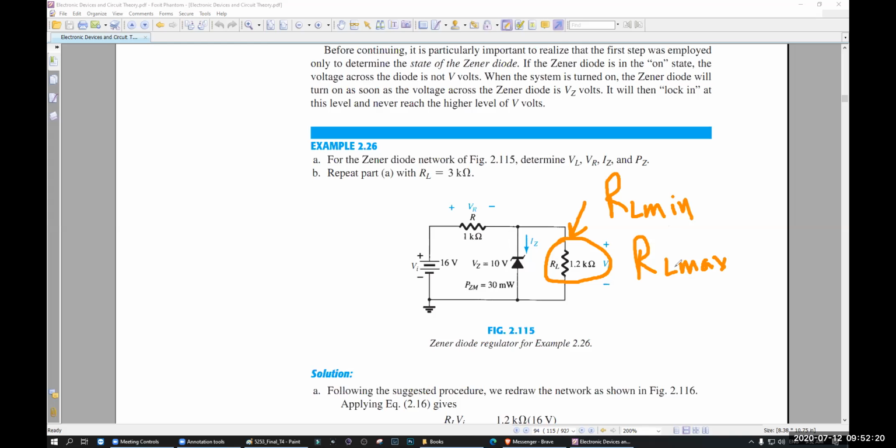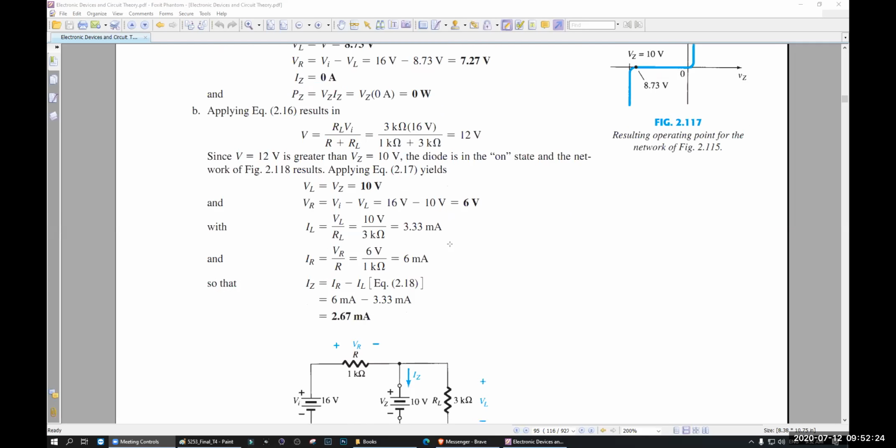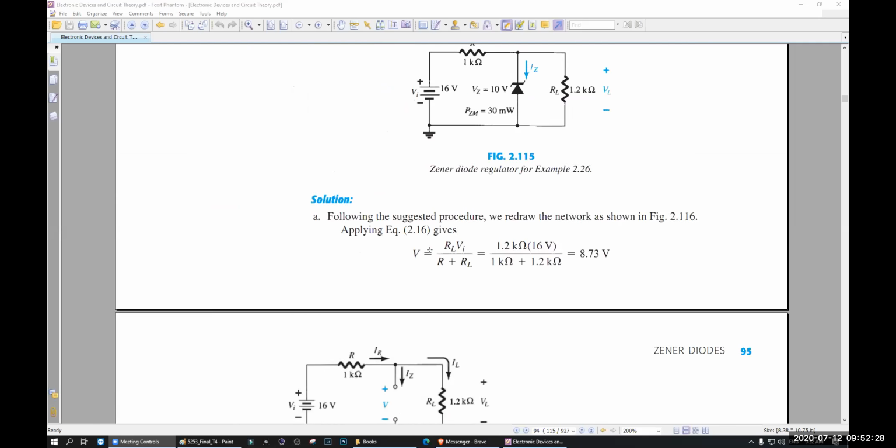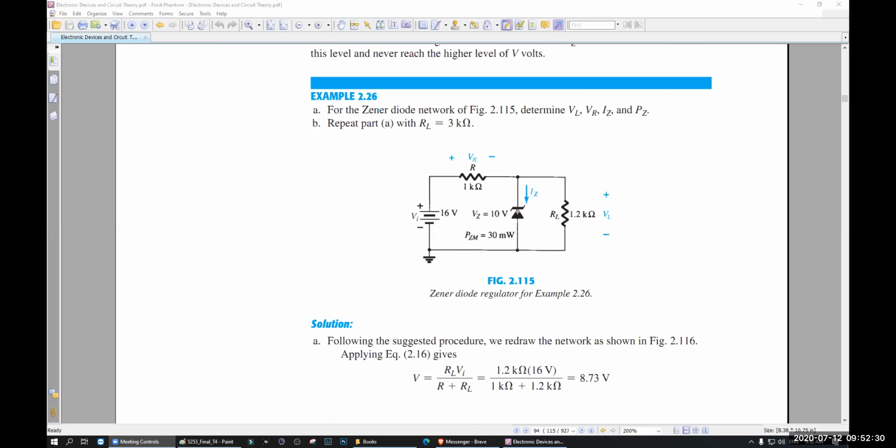Since this is variable, we will try to find out which one is maximum and which one is minimum. Obviously your generator has to be on. To keep the generator on, you have to find out the maximum and minimum value. Okay, wait a second. Please.